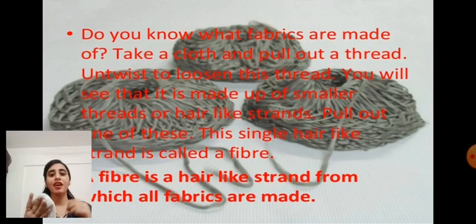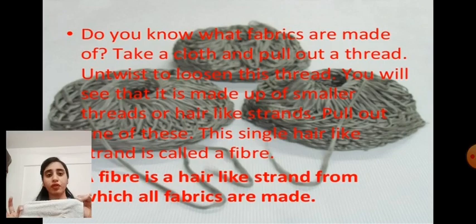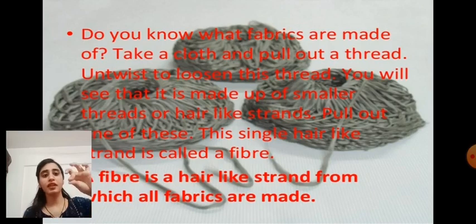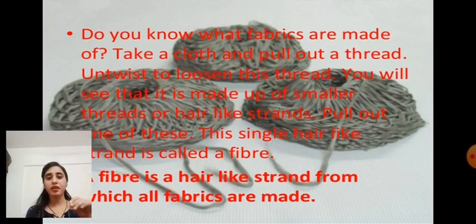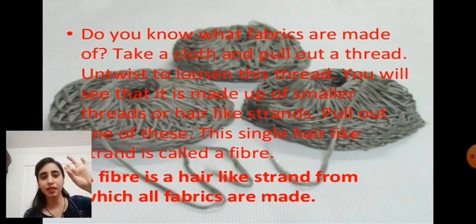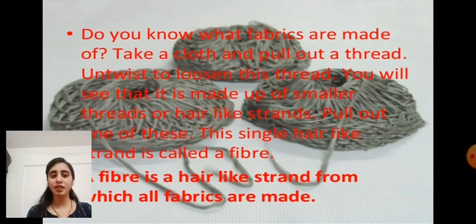So you can use a single piece of your rough cloth, and one by one pull out all the threads. You see, this thread is hair-like, this thread is very thin. This single hair-like strand is called a fiber. Understood? A fiber is a hair-like strand from which all the fabrics are made. This is known as fiber. Understood what fiber and fabric are?